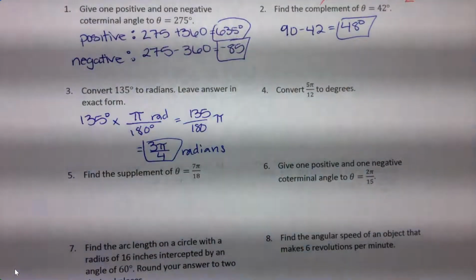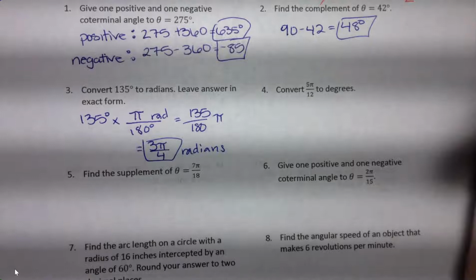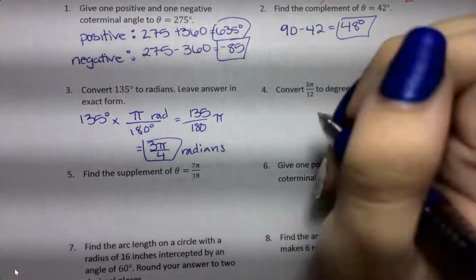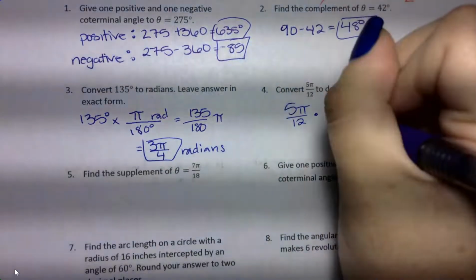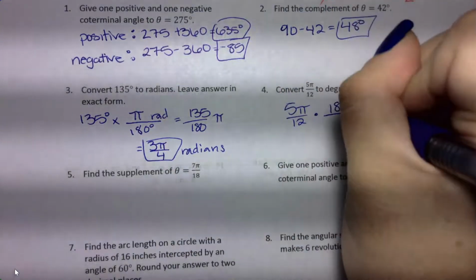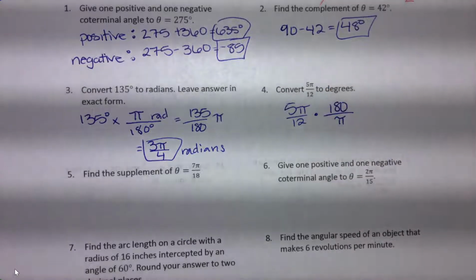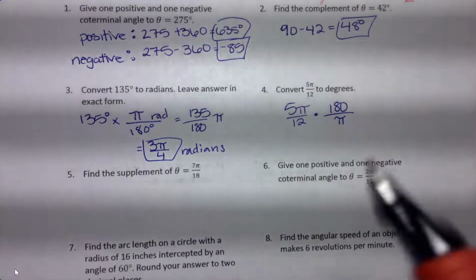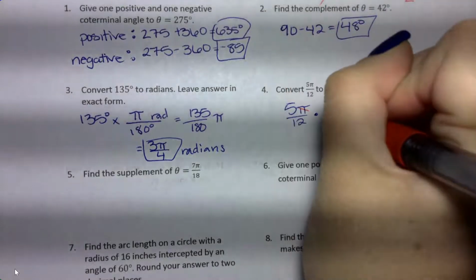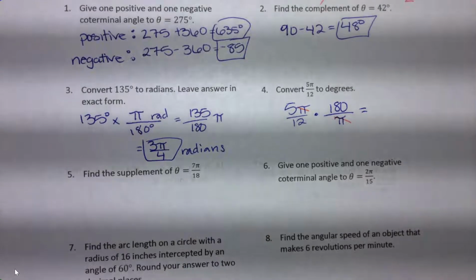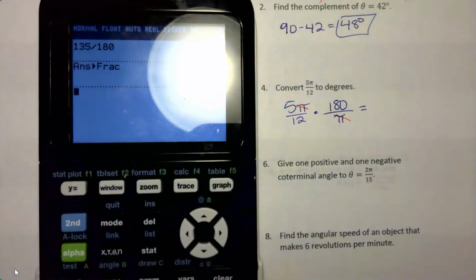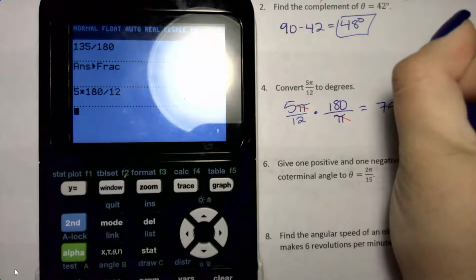Number 4, it wants me to convert radians to degrees. I can tell it's radians because it doesn't have the degree symbol. So on this one, I'm going to start off with 5 pi twelfths, and I'm going to multiply by 180 divided by pi. Because I have a pi on the top and bottom, the pi's will cancel out. So really, I'm left with 5 times 180 divided by 12. I can type that into my calculator, which gives me 75 degrees.